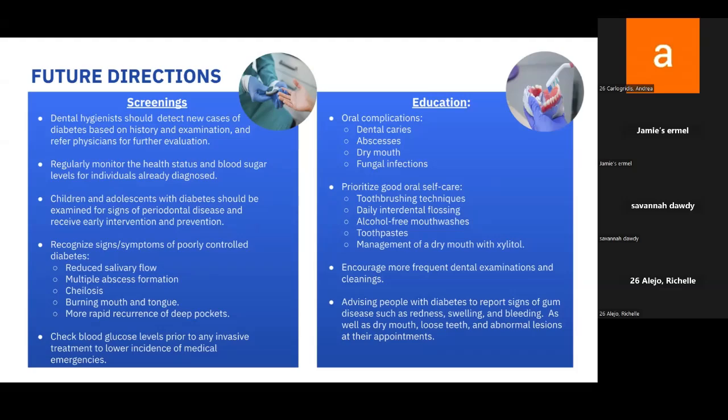We should demonstrate effective daily brushing and flossing techniques, such as alcohol-free mouthwashes and fluoridated toothpaste, and recommend xylitol products to manage dry mouth. Encouraging patients to schedule more frequent dental checkups and cleanings will help manage or prevent further oral complications. Furthermore, patients should be advised to report any signs of gum disease, such as redness, swelling, bleeding, dry mouth, loose teeth, or any unusual lesions at their dental visits.